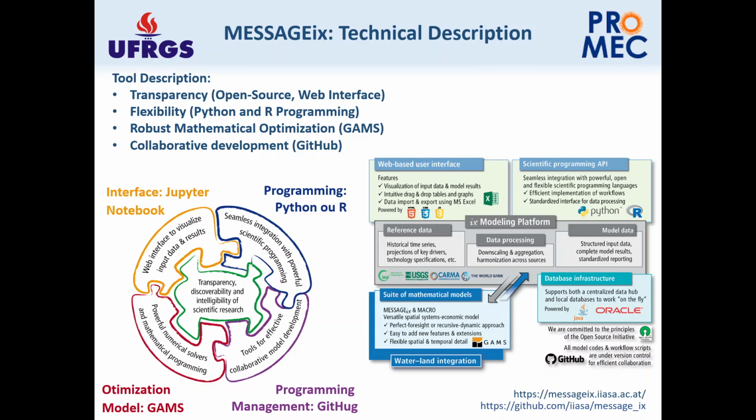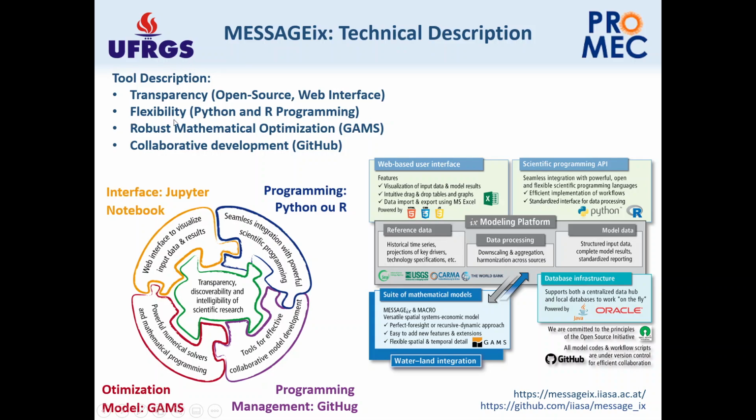So Message IX. What's Message IX? Message is a tool that's transparent. It's open source, so you can download all the equations. You can download all the tools. It's free. It's open. You can change the code if you want. You can create your own integrated assessment models using Message as a base. It has a web interface, so you also have some tools to present your results on the internet if you want. IIASA would be very happy to share your results, maybe if they accept it, of course.